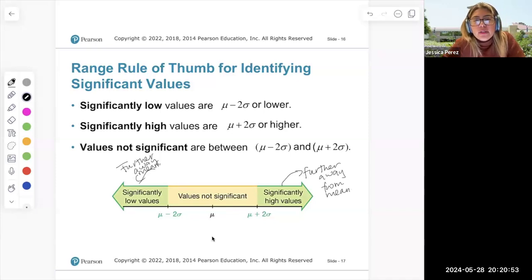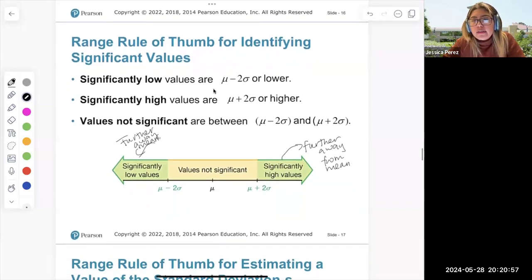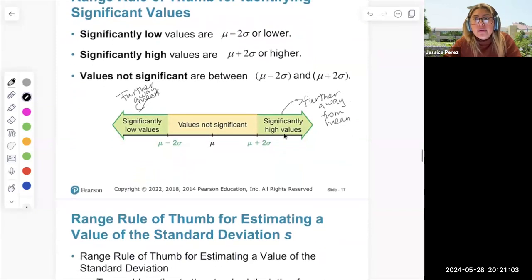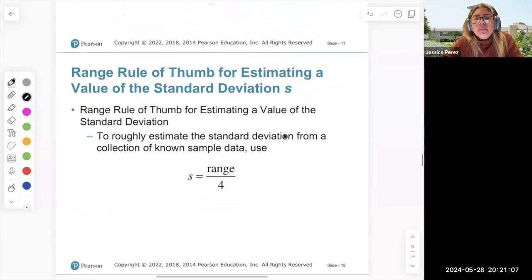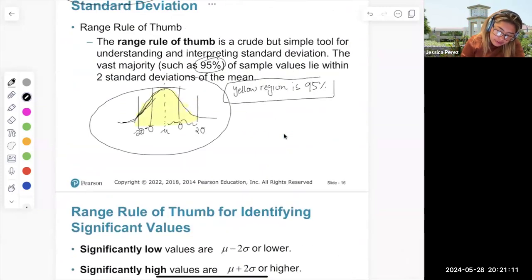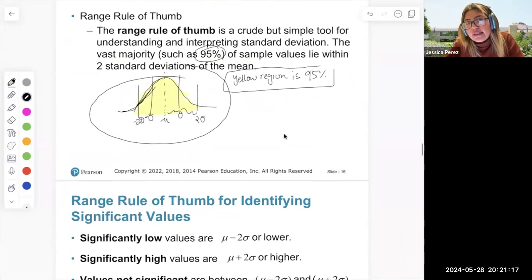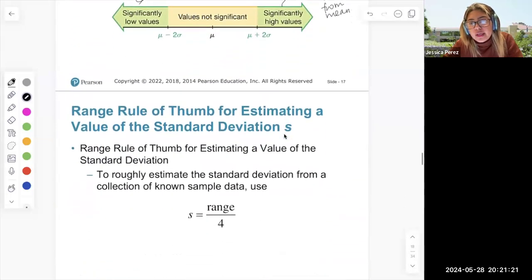Any questions on this one? I know that this seems off a little bit just because of the fact that these symbols don't really mean anything to you now, but they will. There is another rule of thumb, the rule of thumb for estimating. I would focus more on this graph. That can give you an interpretation. About 95% of the sample region is within 2 standard deviations away from the mean. We're gonna look at that.